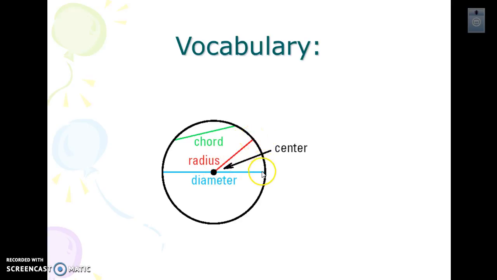And then finally in blue we have diameter. Diameter is very similar to radius, except it goes all the way through. A diameter is a line segment that goes from one point on the circle to another point on the circle that passes through the center of our circle. So a diameter is a line segment that passes from one point on the circle through the center to another point on the circle. Go ahead and write these down in your toolkit.